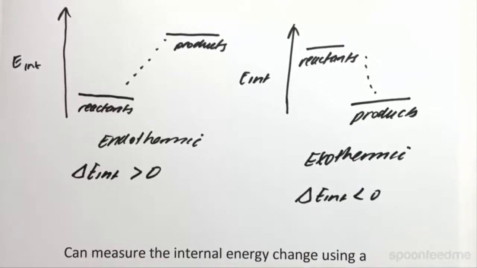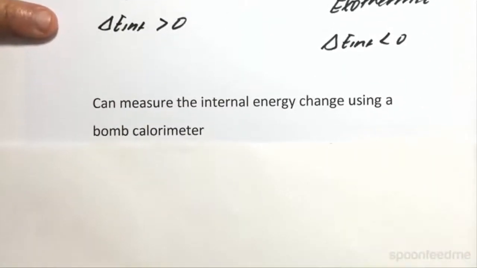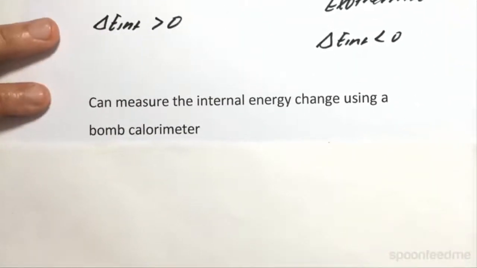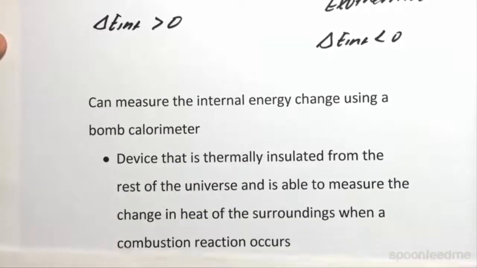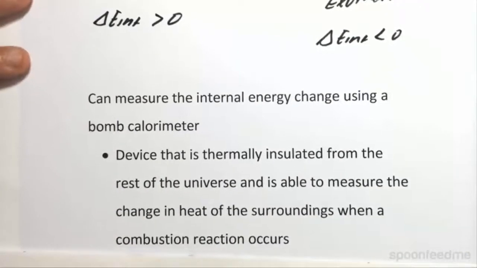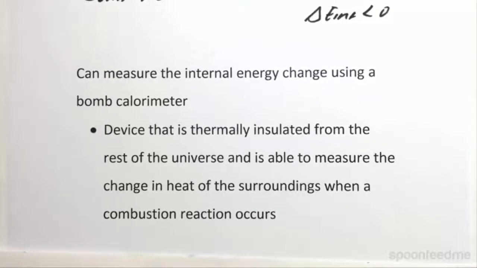We can actually measure the internal energy change using a device we call a bomb calorimeter. This is a device that's thermally insulated from the rest of the universe and is able to measure the change in heat of the surroundings when a combustion reaction occurs. We'll look more into bomb calorimeters in a later video.